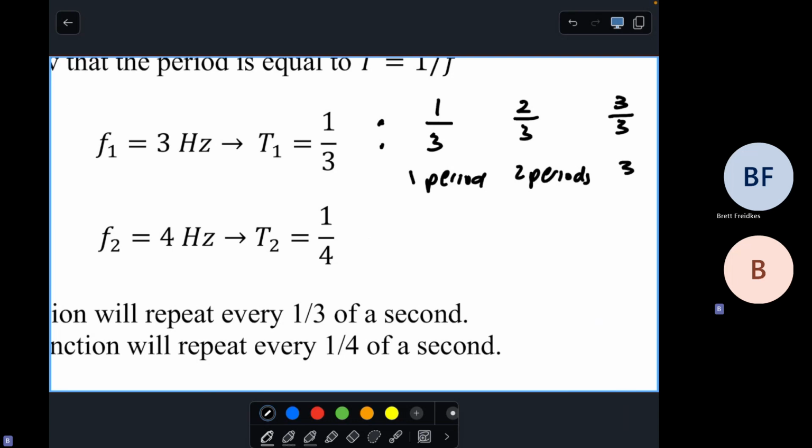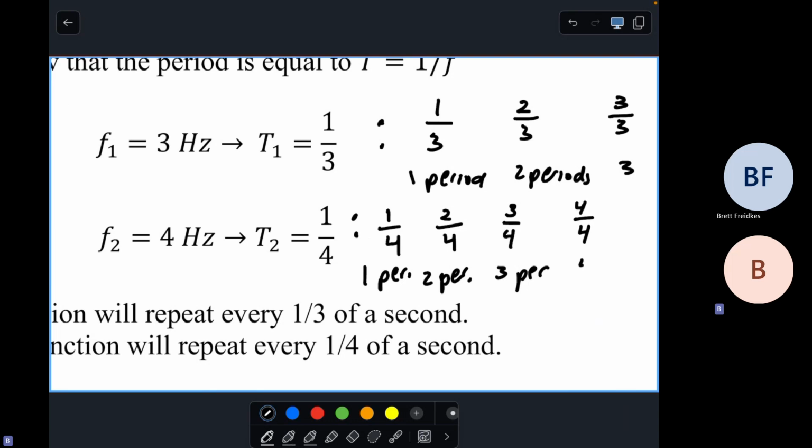Okay. For the 1/4, we see that we had 1/4 of time passed. That's 1 period of this motion. 2/4 would be 2 periods. 3/4 would be 3 periods. And then 4/4 is 4 periods. And we want to see when they're both equal to the same value, because that'll dictate when the overall thing will start over. And in this example, we see that it occurs when both of these periods are equal to 1.